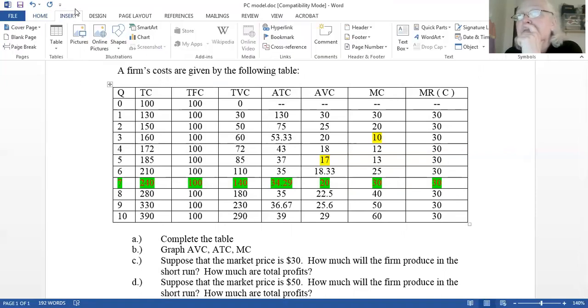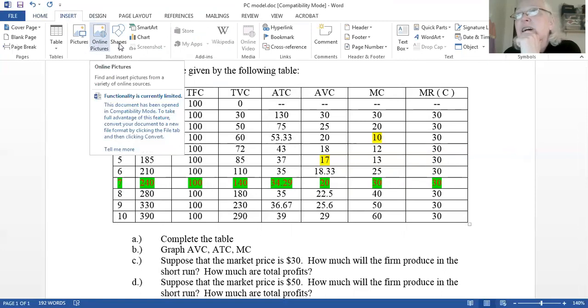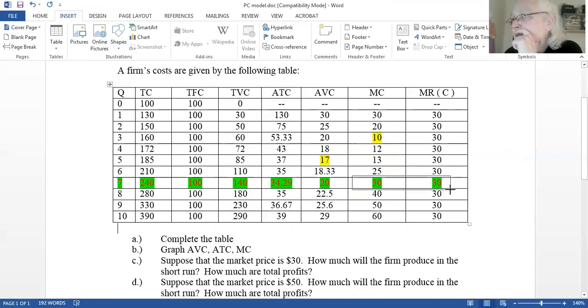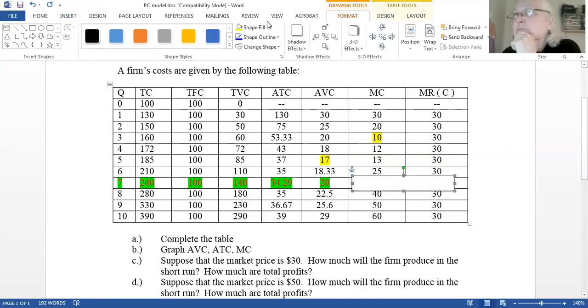And let me do this. I'm going to even insert shapes. You guys know how to do this now. I'm going to do this. Look. Right? These guys. And I'm going to do no fill.